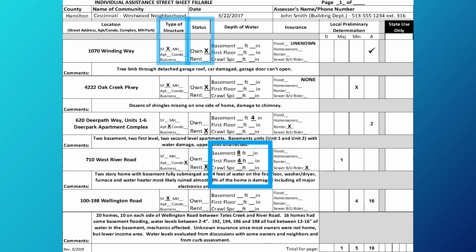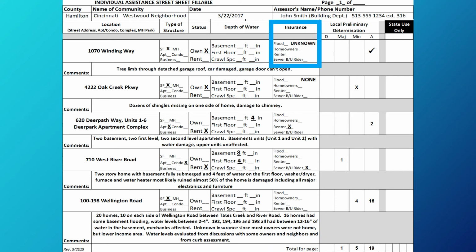For flooding events, you will then write the height of the water level in each area impacted by flooding. For all structures, be sure to note any insurance information. If the individual does not have insurance, please write none. If you do not know any insurance information, write unknown.